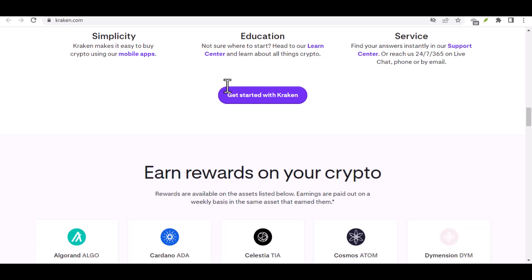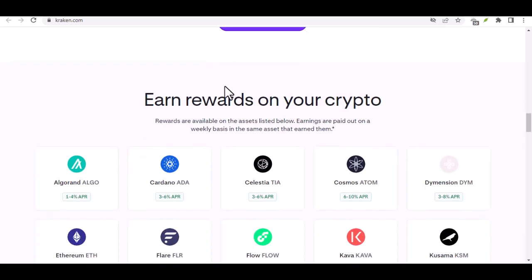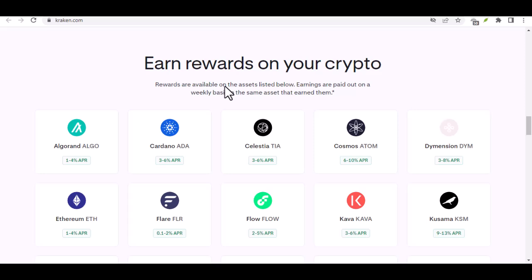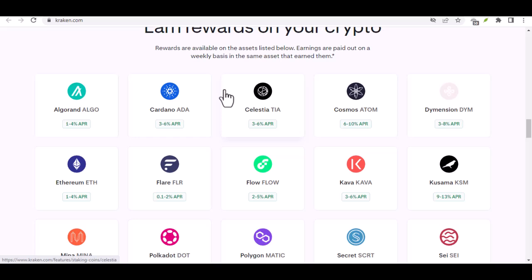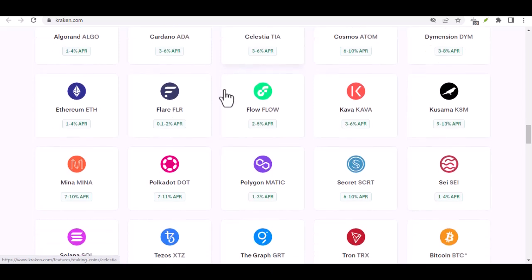Step 3. Fund your Kraken account. Deposit methods: discuss the various methods to deposit funds into your Kraken account, such as bank transfers, credit/debit cards, and cryptocurrency deposits. Fees and processing times: provide information on fees associated with deposits and the estimated processing time.